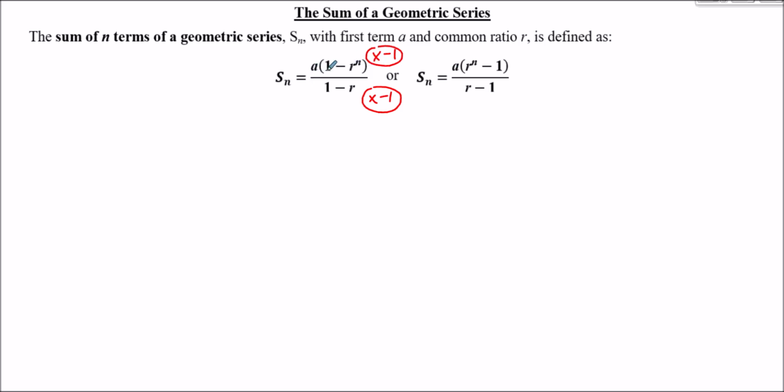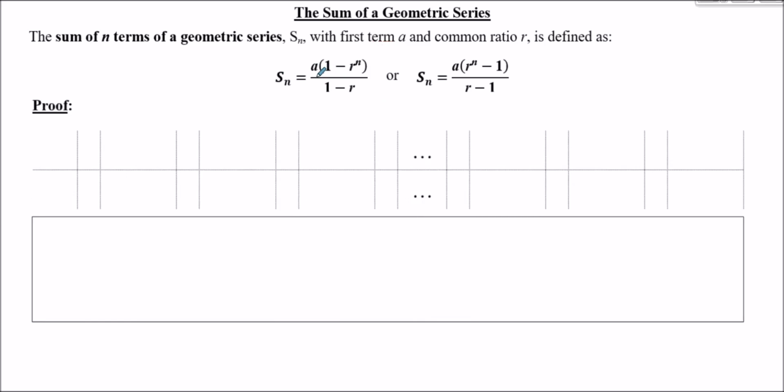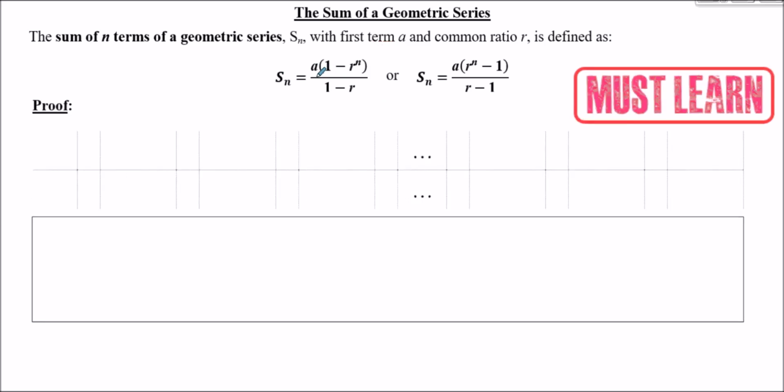So I've told you this, but obviously it would be slightly rude if I didn't prove to you that this is the case. And in fact, you need to know how to prove this result. So let's have a look at how you'd prove this particular result for the sum of the first n terms. So you've got this table here, and like I've said, this is an absolute must learn.